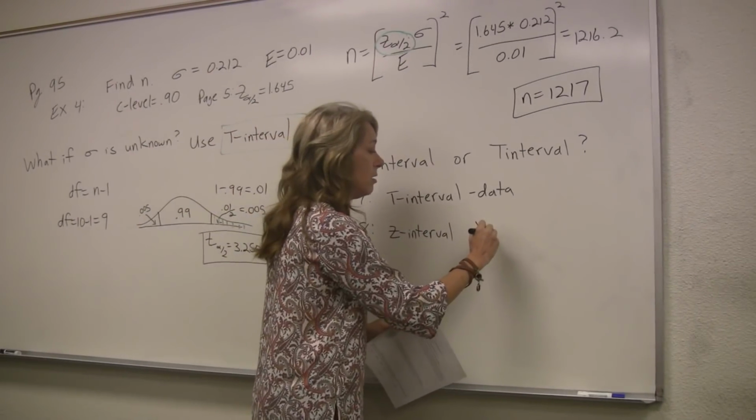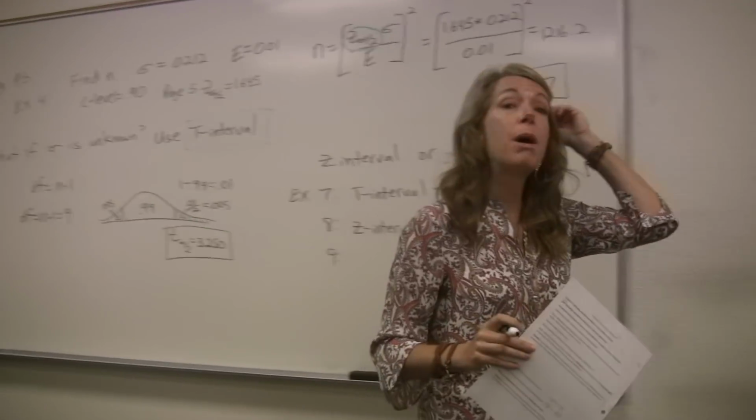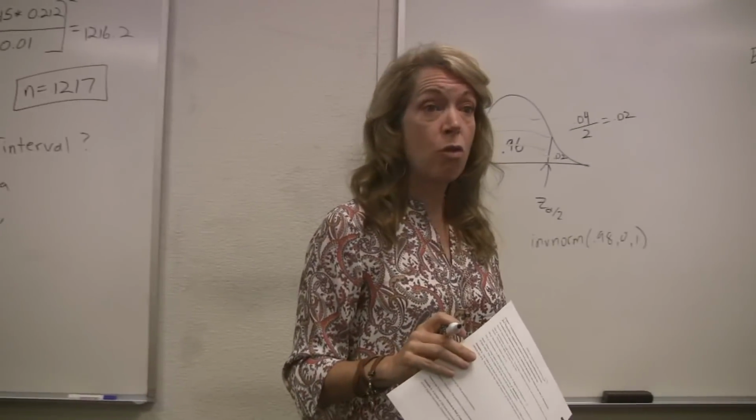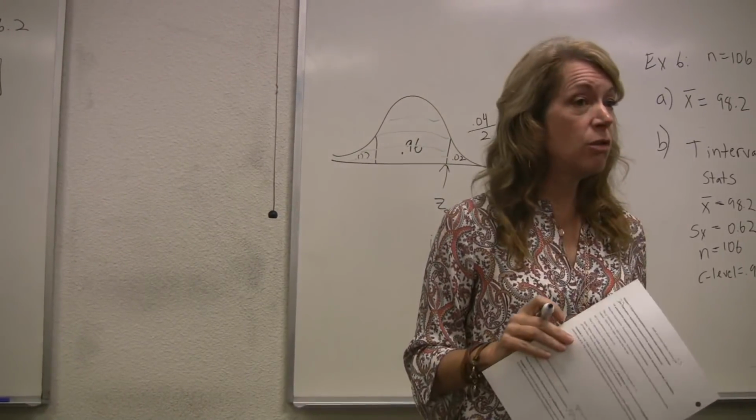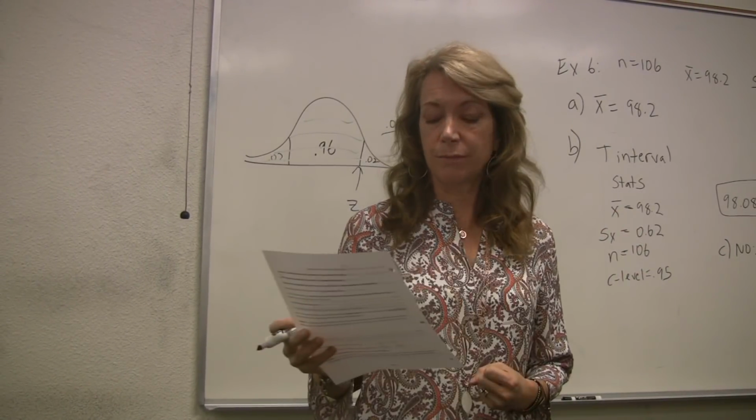So when you include all the samples, then it's one of two. When they include the whole population. The whole population. So when your standard deviation includes the whole population, that's our sigma. And that's when we do a Z interval.